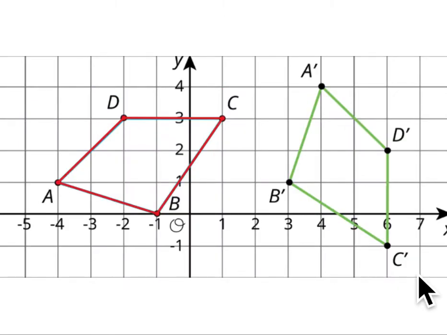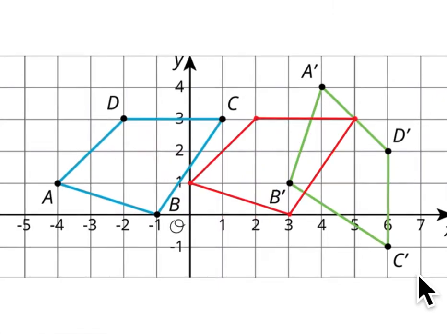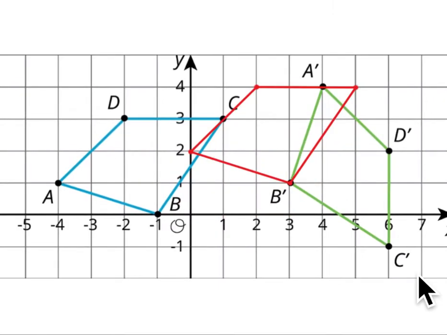This problem, same idea, sequence of translations, but instead of translating and reflecting, we're going to translate and then rotate. So we're going to translate this over, translate it up, so it's over 4, 1, 2, 3, 4, and up 1. So now we're going to rotate it around point B.